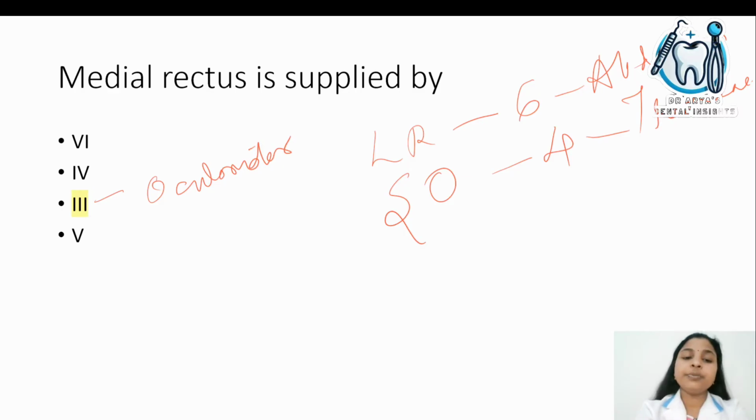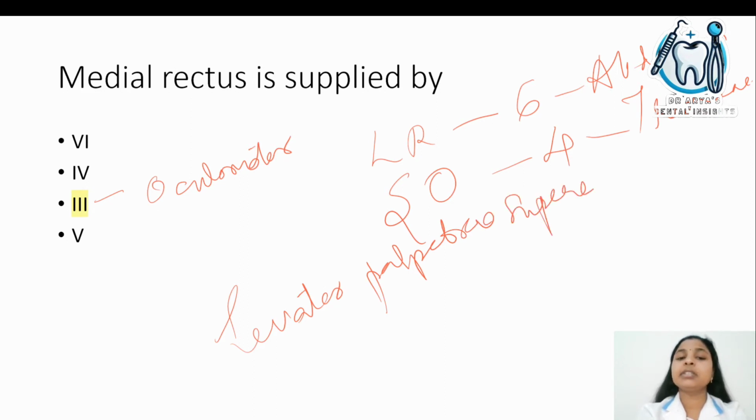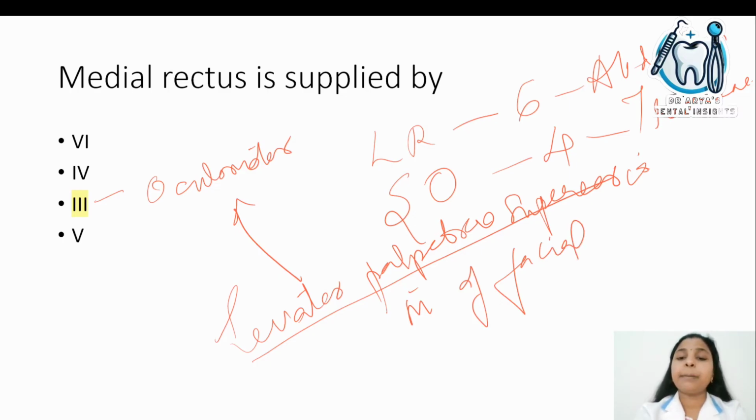And also levator palpebrae superioris is a muscle which is supplied by the oculomotor nerve. But this is not a muscle of facial expression, that is the levator palpebrae superioris. So muscles of facial expression except levator palpebrae superioris are supplied by the facial nerve. Which is the facial nerve? Yeah, it is the seventh nerve.